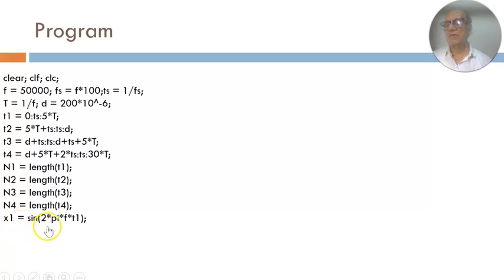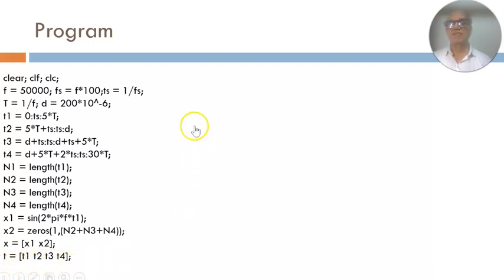Then you generate x1, sine of 2 pi f t, with f into t1. Then x2 is zeros, so the rest of them are 0: n2 plus n3 plus n4 samples, all zeros. And then you put them in sequence, concatenate them, so x equals x1 followed by x2. So this is my sine wave and these are all zeros. Next, I generate the entire time vector, that is the sequence of t1, t2, t3 and t4.